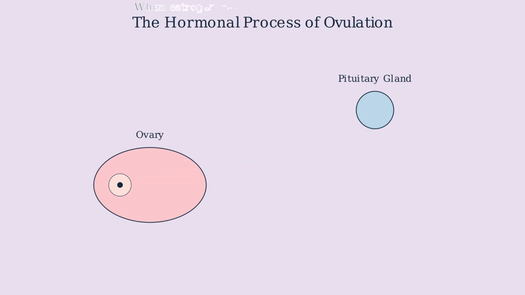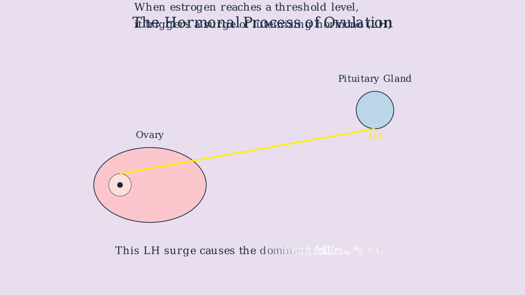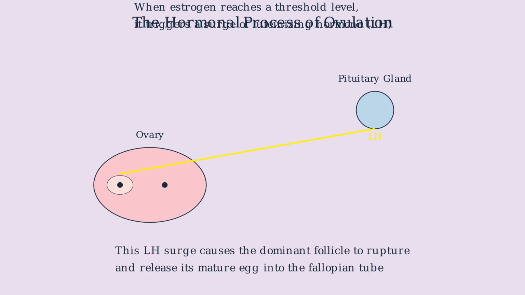When estrogen reaches a threshold level, it triggers a surge of luteinizing hormone, LH, from the pituitary gland. This LH surge causes the dominant follicle to rupture and release its mature egg into the fallopian tube. This is ovulation.